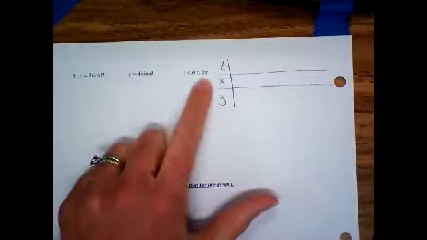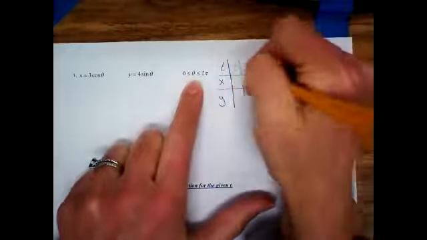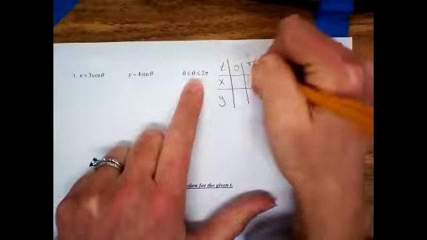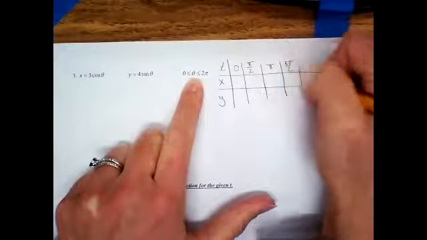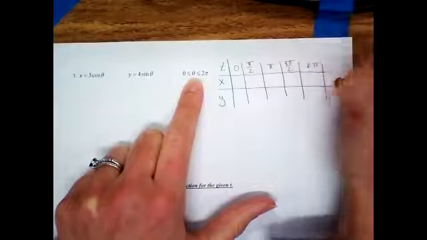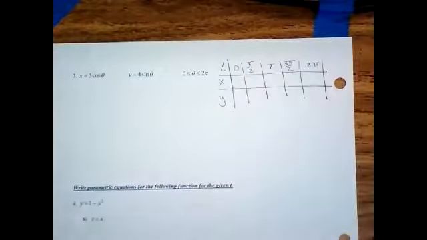So t is staying between 0 and 2 pi. We're just going to go around the unit circle. So 0, pi over 2, pi, 3 pi over 2, 2 pi. I'll draw you a unit circle on the board.